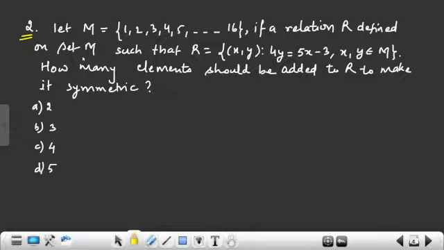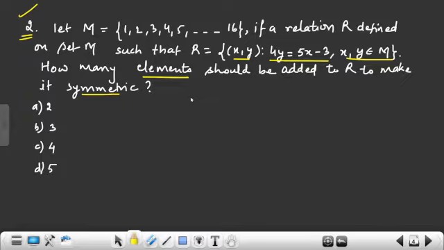So if a relation R is defined on set M such that R = {(x, y): 4x - y = 5... 4y equals 5x minus 3} and both x, y belong to M. How many elements should be added to make the relation symmetric? Okay, this is also a very model type problem if you solve the PYQs. This is a basic problem that you can solve many times, and many students should note this question because they have started asking it in the board exam also. Soon you have board exams, so make sure to do this question.